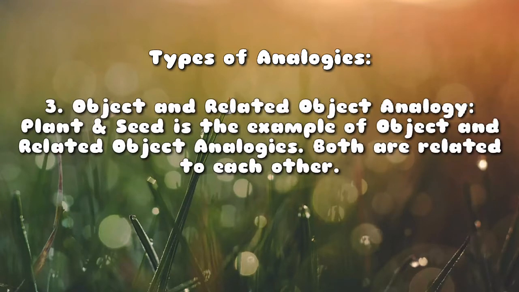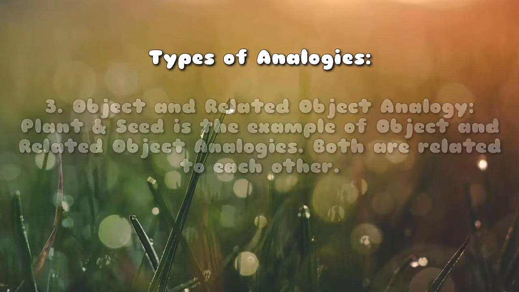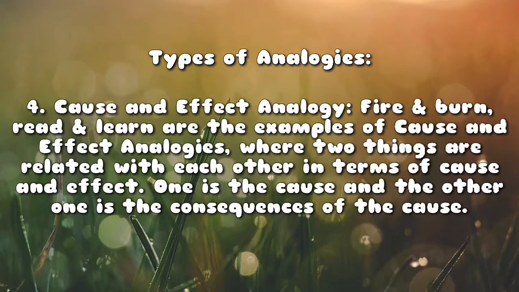3. Object and related object analogy. Plant and seed is the example of object and related object analogies. Both are related to each other. 4. Cause and effect analogy. Fire and burn, read and learn are the examples of cause and effect analogies, where two things are related with each other in terms of cause and effect. One is the cause and the other one is the consequences of the cause.